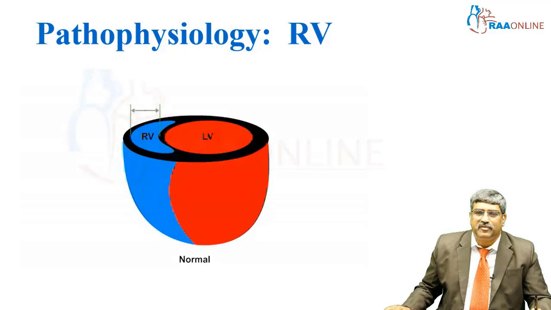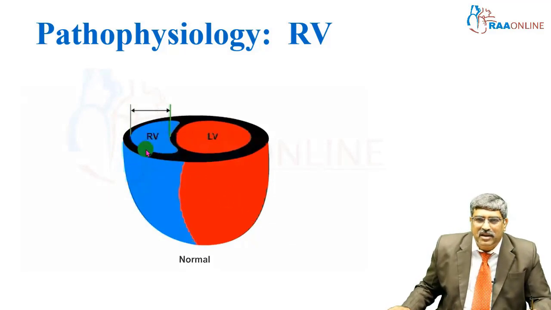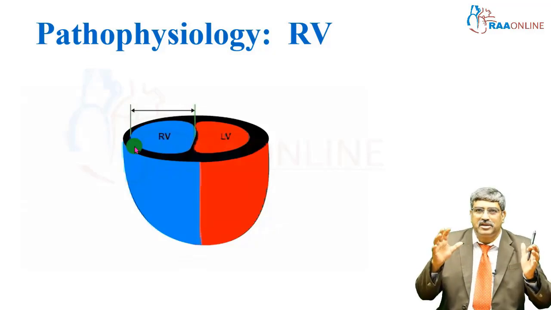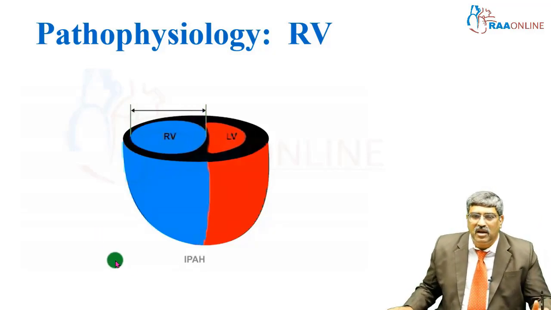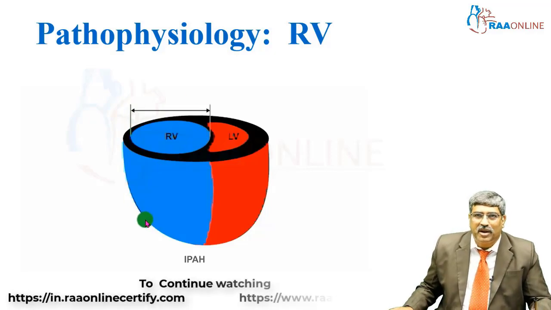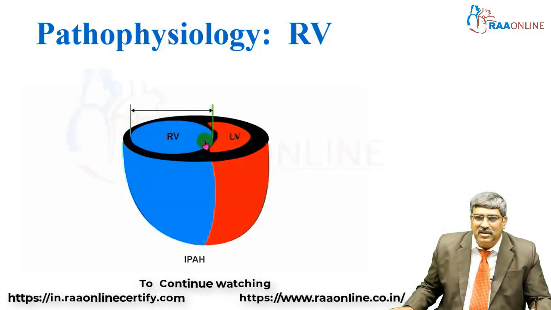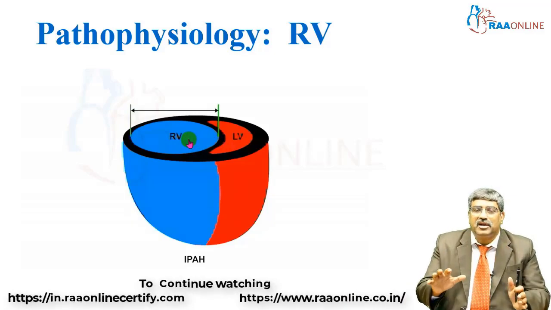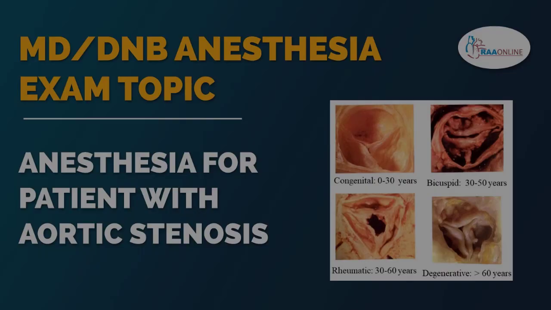But what happens with severe PAH? Here now the right ventricle assumes a semi-spherical shape. That means it occupies a larger cross-sectional area and your oxygen demand supply will be altered. Now you can see the septum being pushed towards the left ventricle and the left ventricle function is also compromised.